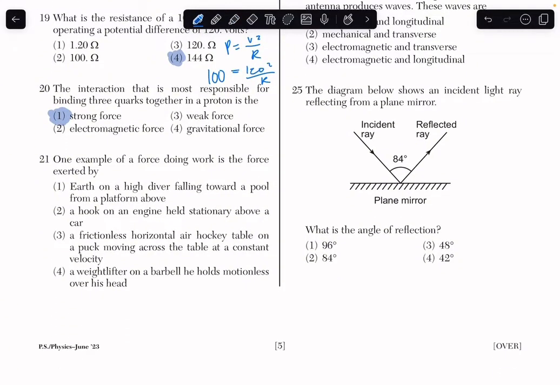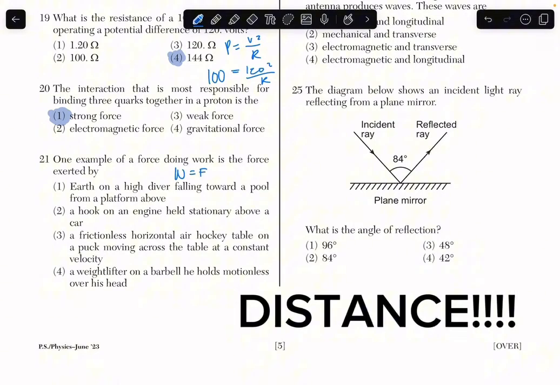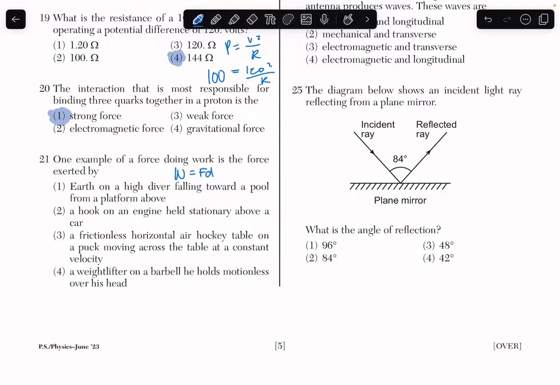21. One example of a force doing work is the force exerted by what? So let's take a look. Remember, the equation for work is work equals force times displacement. So you have to be moving in order to do some type of work. So 1. Earth on a high diver falling toward a pool from a platform above. So this is gravity having some type of force on this person. This person is diving down into a pool. So they are moving. So let's keep that in mind. So this is a good option.